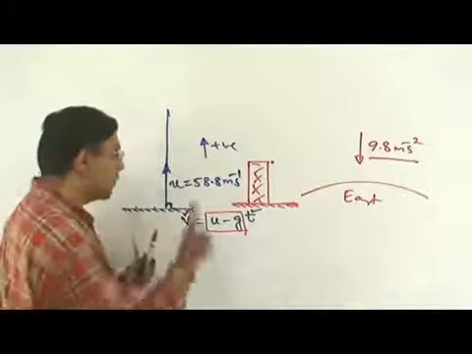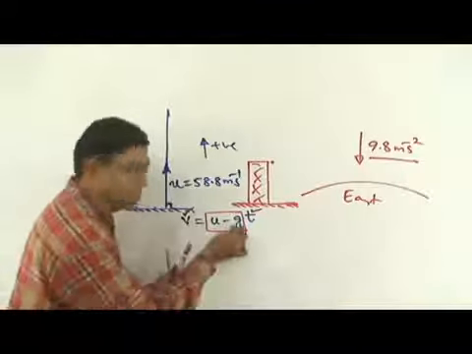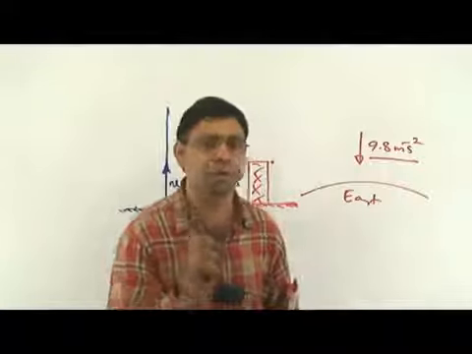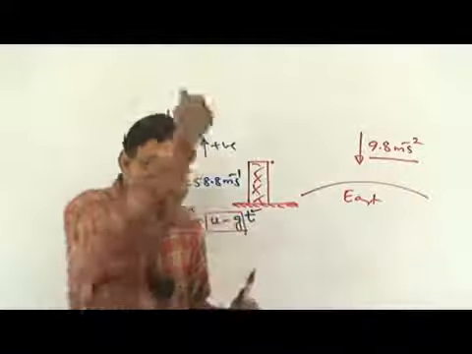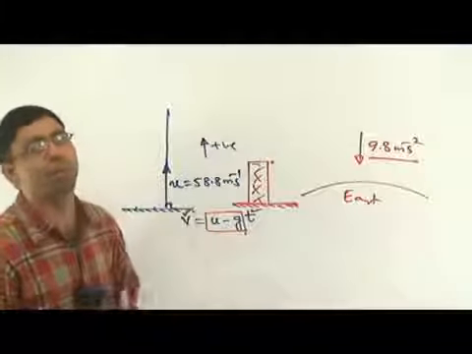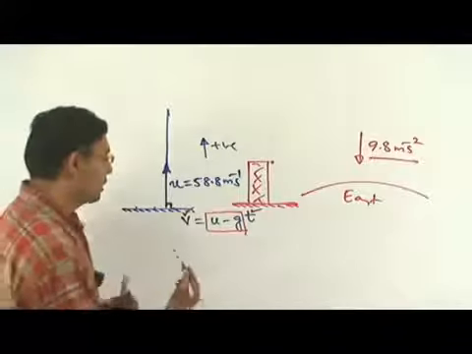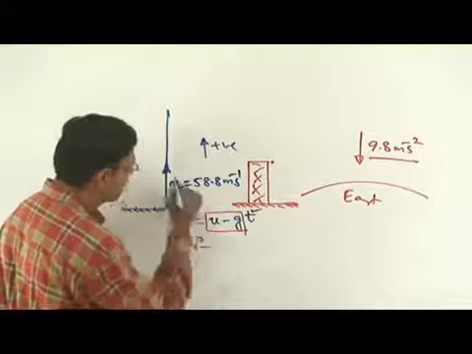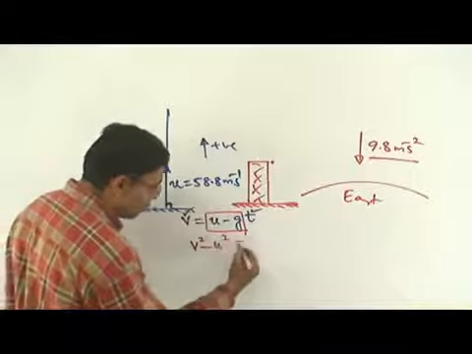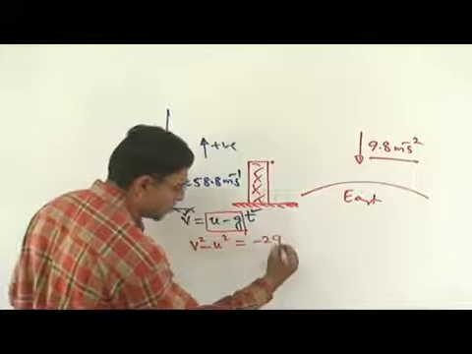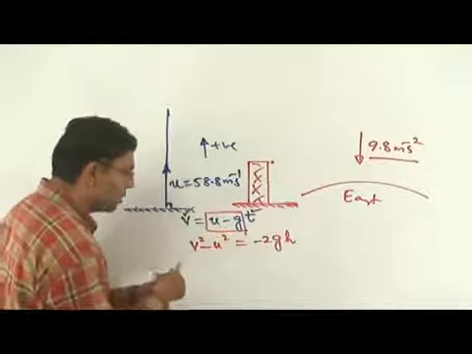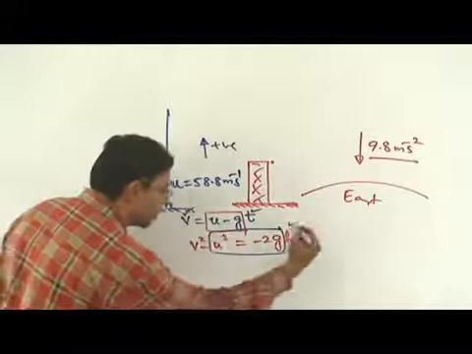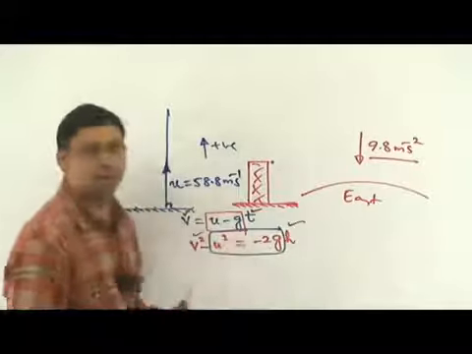While going up, every second the body will lose a velocity equal to g. If g is 9.8, every second velocity will decrease by 9.8 meter per second. Fine. And if moving down, every second velocity will increase by 9.8 meter per second. Something like that. So velocity and height of this body are related by the equation v square minus u square equal to minus 2gh. Fine. Here u is given, g is known. So this is the relationship between velocity and height. Clear?